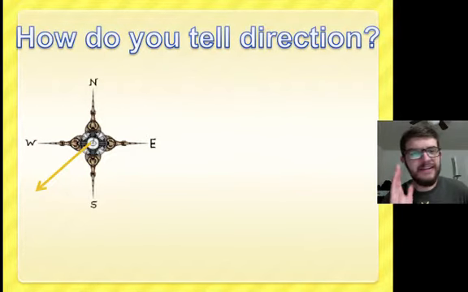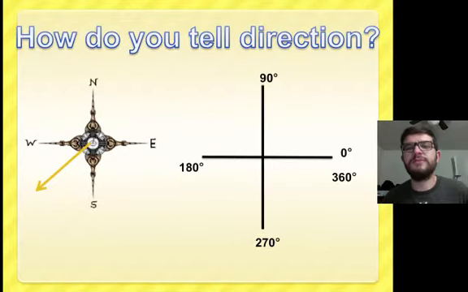So what about direction? Well, we have our handy dandy north, east, south, west compass. And so that's going to be what we start out with, but eventually that's not going to be good enough because I'm going to want a little bit more precision. So we're going to eventually move on to just degrees with angles.